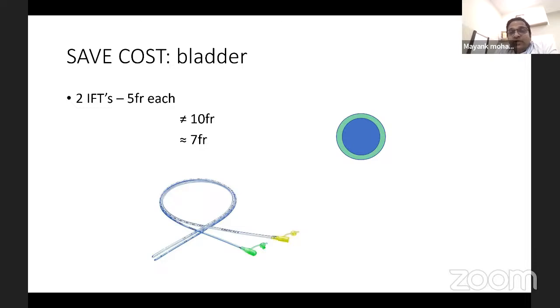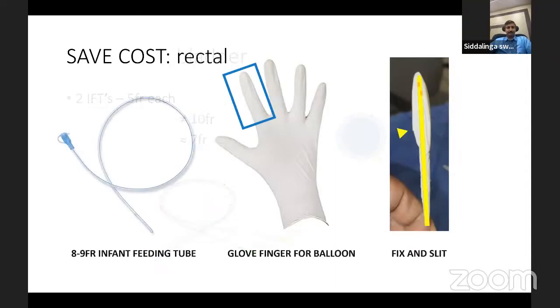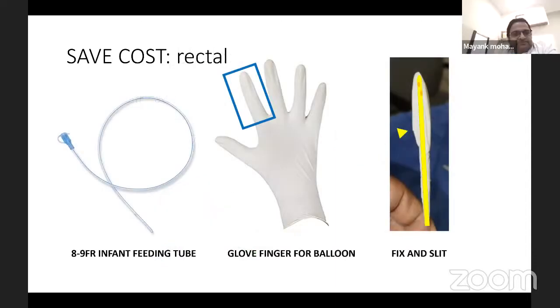Because if you don't clean the single-use device properly, like a cystometric catheter, it is a sure shot infection. So better to use infant feeding tubes. Similarly, for rectal, instead of using proprietary, because it is very difficult, very cumbersome to wash it, clean it, re-sterilize it, rather than that, you can just use 8 to 9 or 10 French infant feeding tube.